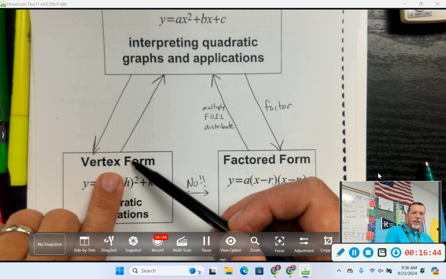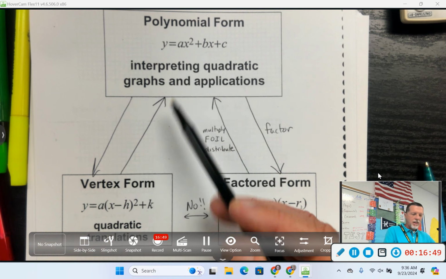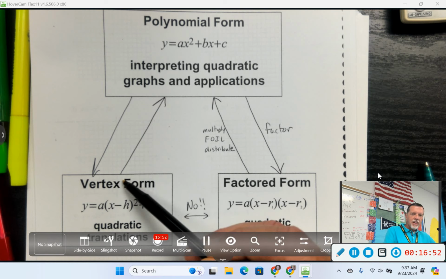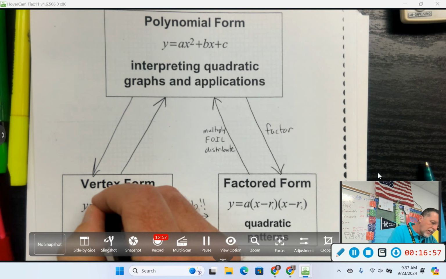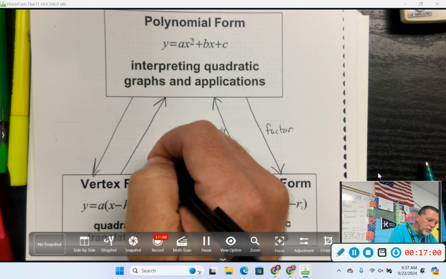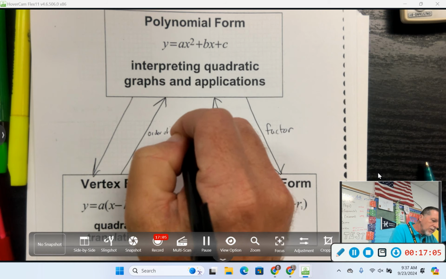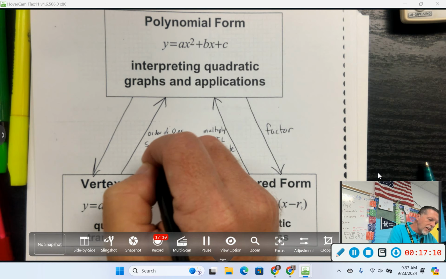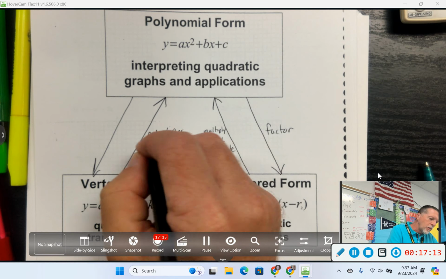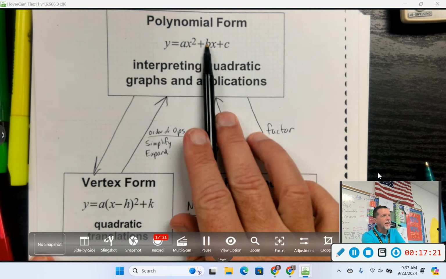How about from vertex form to polynomial form? If it looked like this, how would you get to that? Yeah, order of operations, or multiply, and then add, or simplify. So all of those are expand it. I don't know what the best way to phrase that. Order of operations is a good way to say it. Like you'd FOIL and distribute, and then add, and kind of blow everything up, and you would land there.